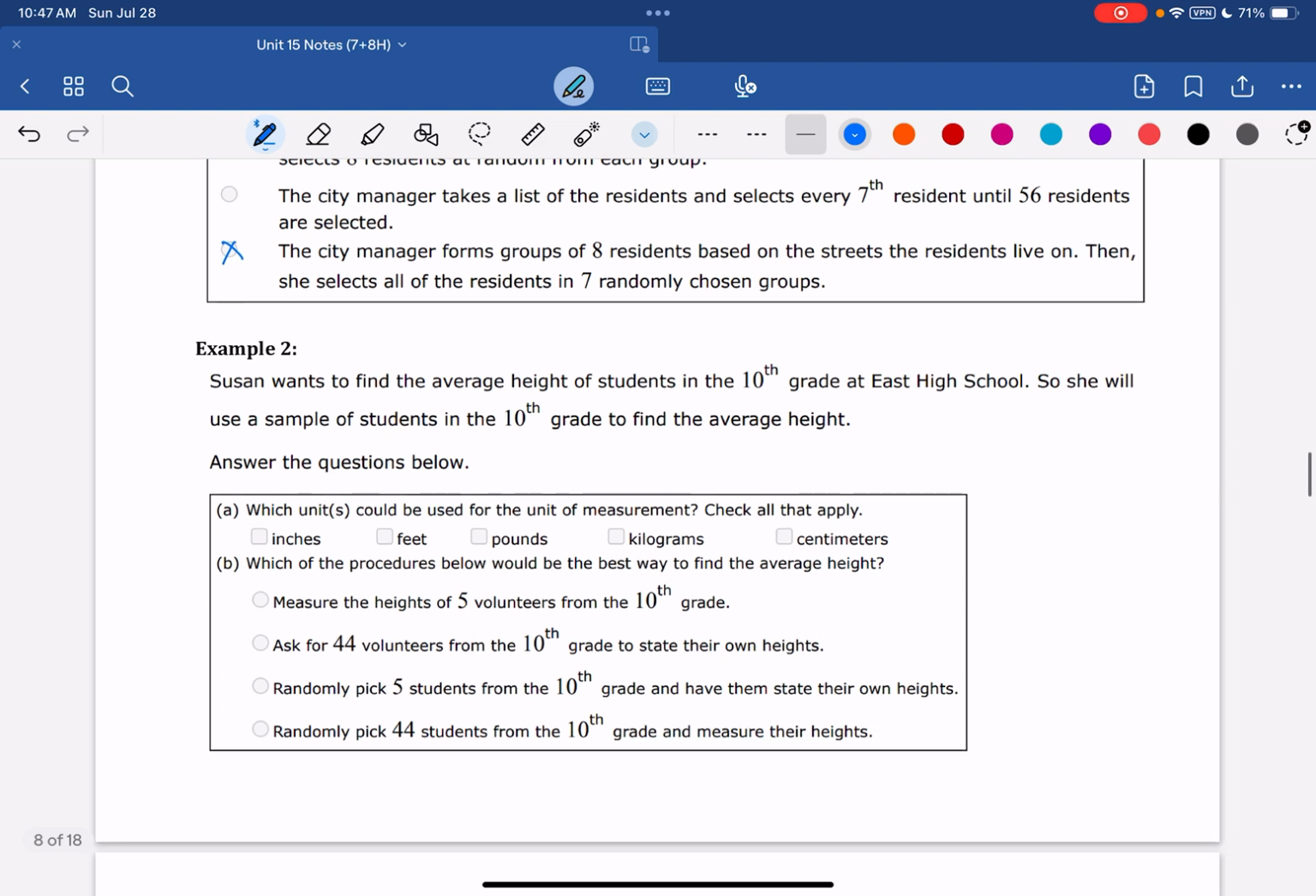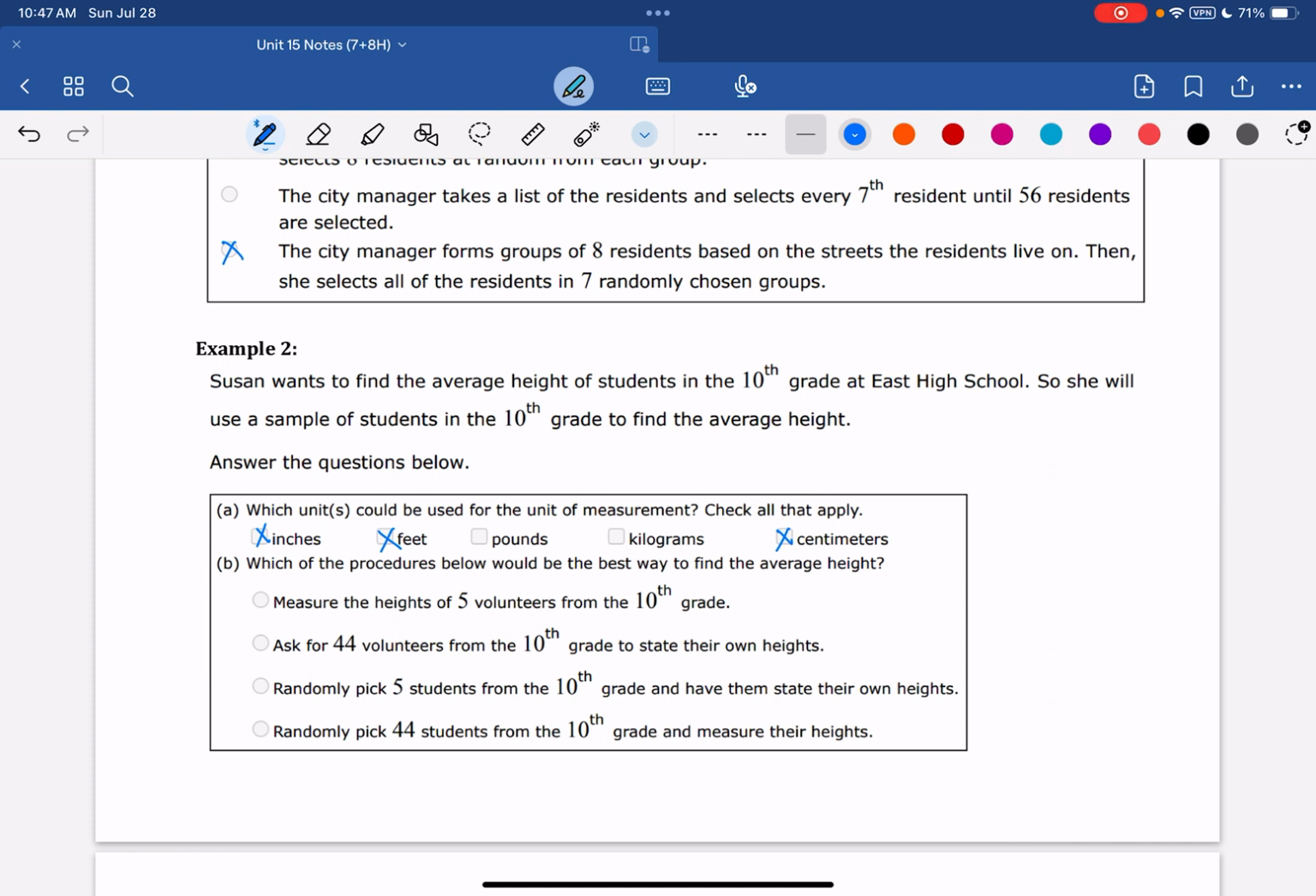All right, sample 2. Susan wants to find the average height of students in the 10th grade at East High School. So she will use a sample of students in the 10th grade to find the average height. Answer the questions below. Which units could be used for the units of measurement? Okay, so we're looking at height. So height could be inches. It could be feet. Pounds, that's weight. Kilograms, that's weight. Centimeters is height.